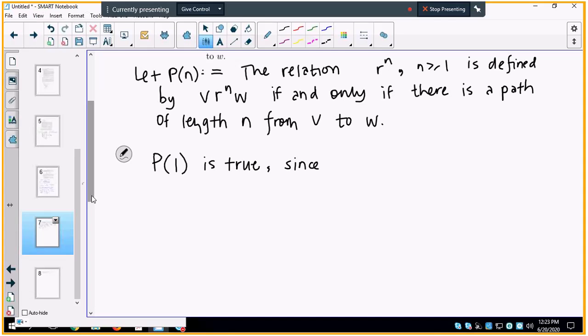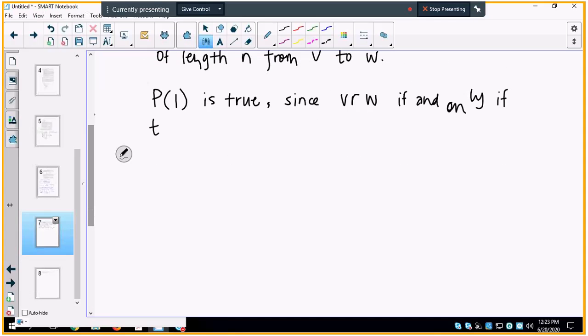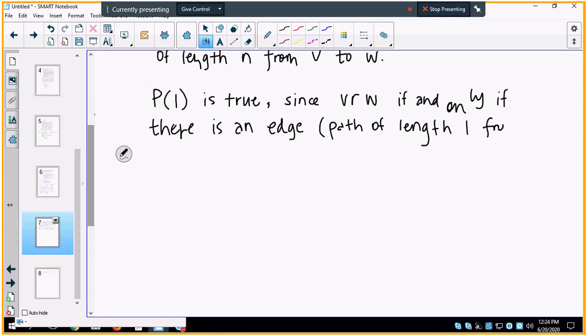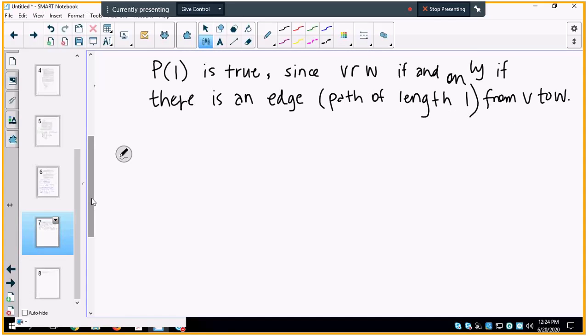Since V relates W if and only if there's a path. So if and only if there's an edge which is a path of length 1 from V to W. So P1 is true, that's the first step. We want to show that it's true. In this case, we don't really have to show anything.